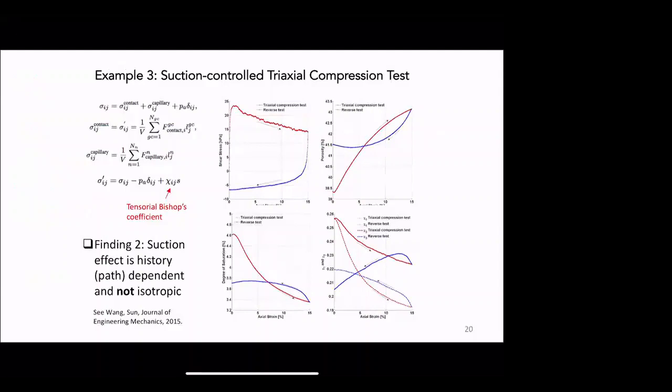Another thing that we can easily do in the DEM, and I think this is quite interesting, is to study the capillary effect that is not isotropic. Okay, so in fact, if you consider the liquid bridge and then do the homogenization of the liquid bridge, what we found out is that, so S is the suction, which is the difference between PA and PW, the pressure of air and the pressure of water.